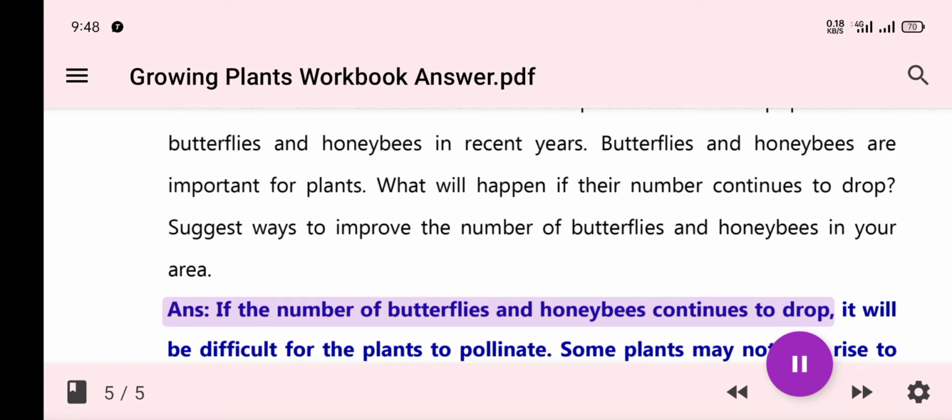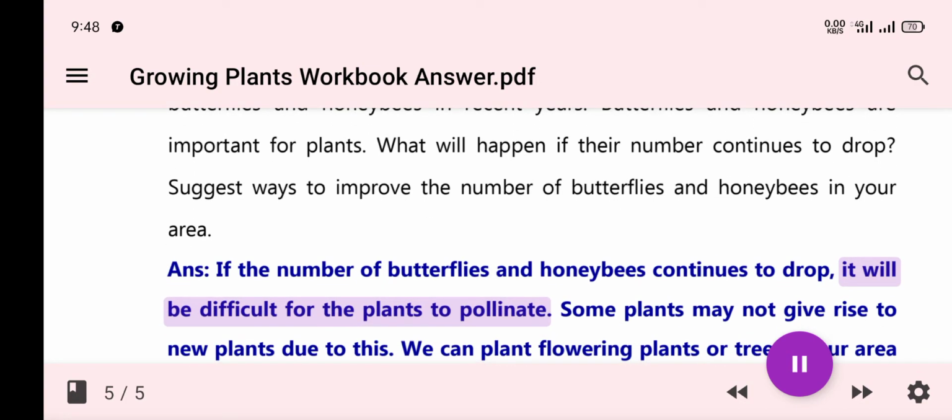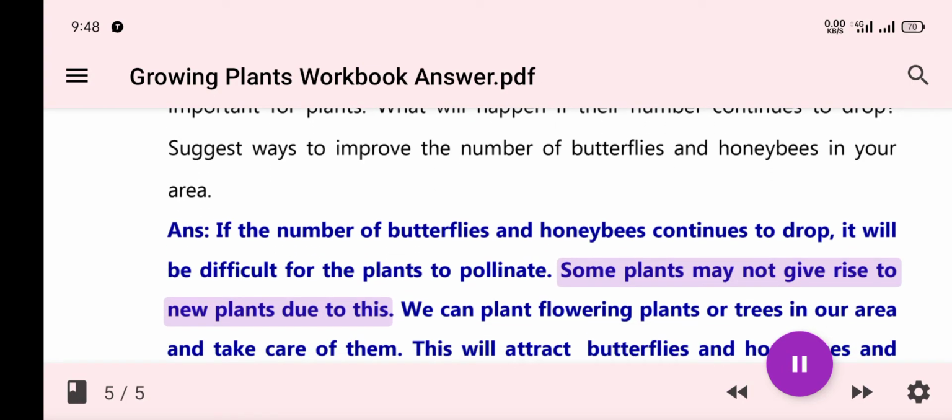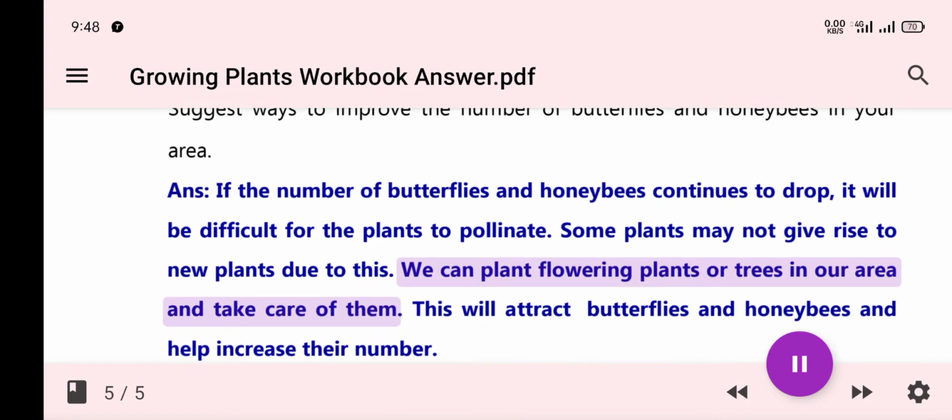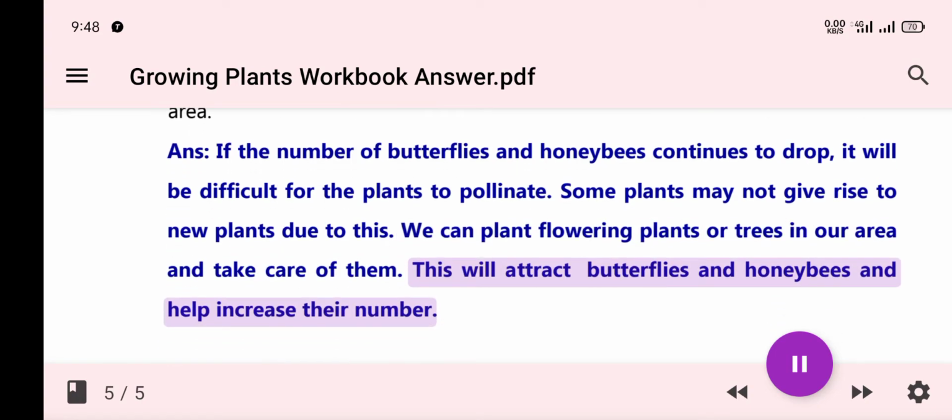If the number of butterflies and honeybees continues to drop, it will be difficult for the plants to pollinate. Some plants may not give rise to new plants due to this. We can plant flowering plants or trees in our area and take care of them. This will attract butterflies and honeybees and help increase their number.